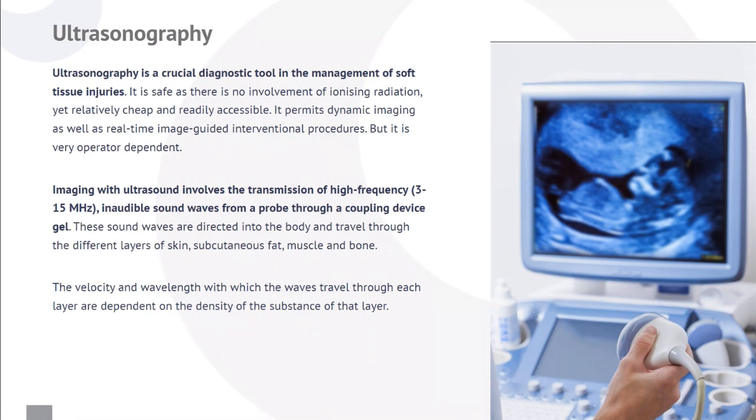Imaging with ultrasound involves the transmission of high-frequency, 3 to 15 MHz, inaudible sound waves from a probe through a coupling gel. These sound waves are directed into the body and travel through the different layers of skin, subcutaneous fat, muscle and bone. The velocity and wavelength with which the waves travel through each layer are dependent on the density of the substance of that layer.